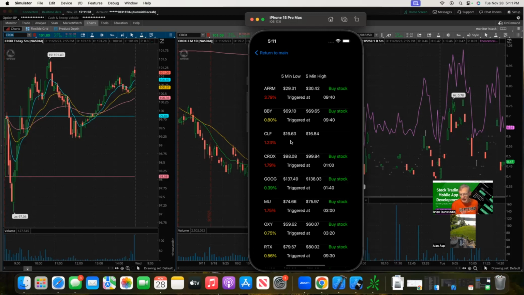Like I said, I've been using this version. It's close to production because I like what it does. It got me into Best Buy today. If you notice this 0.80, it's yellow, but it's still under that 1% level. Google 0.39 is a very small 5-minute candle.